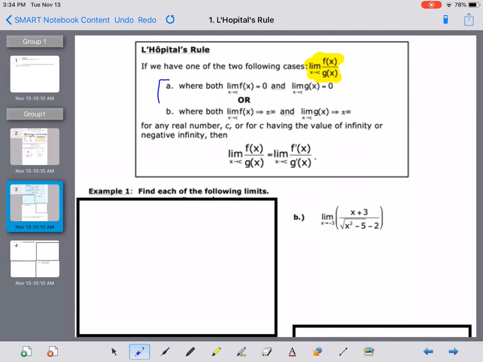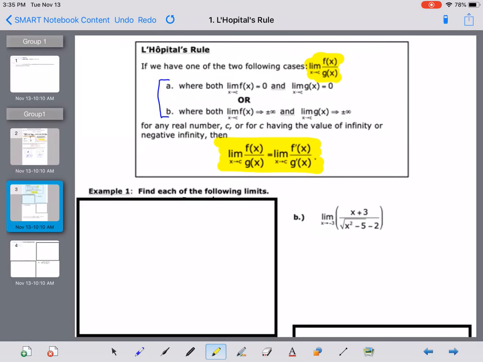If one of those two things is happening, then L'Hopital said that if we take the derivative of the numerator independently and the derivative of the denominator and reevaluate that limit, then the limit of the ratio f of x to g of x would be equal to the limit of the ratio of their derivatives. That helps us a lot with functions that we have to do graphically, because now we have an algebraic way to do that.